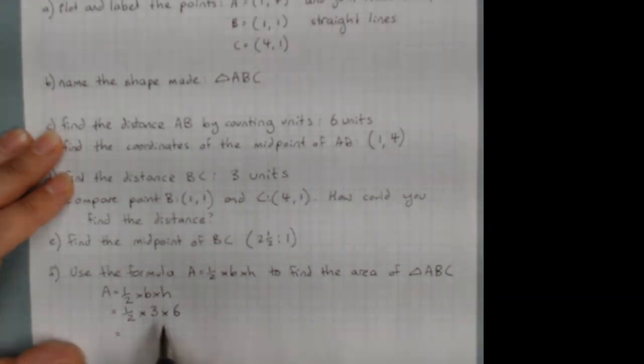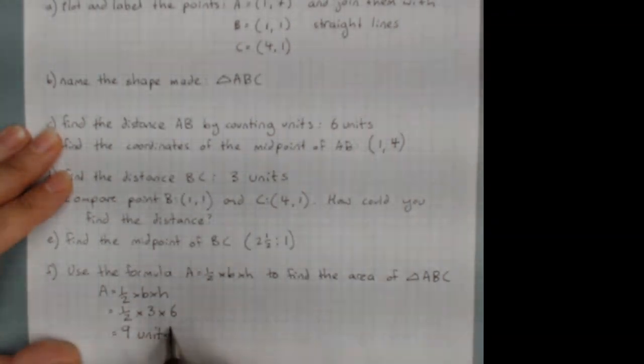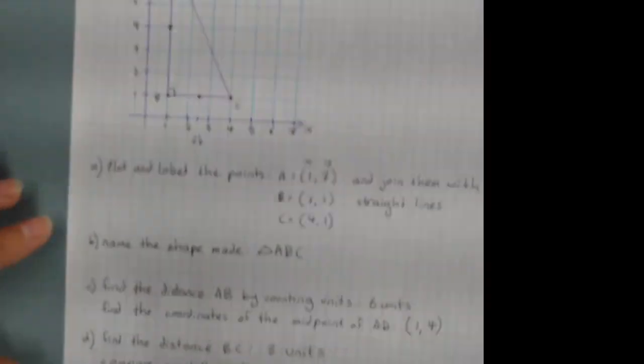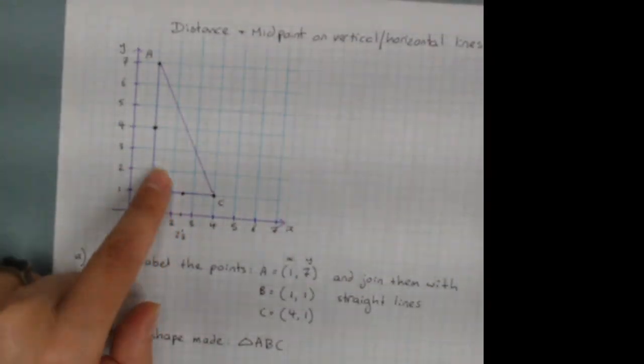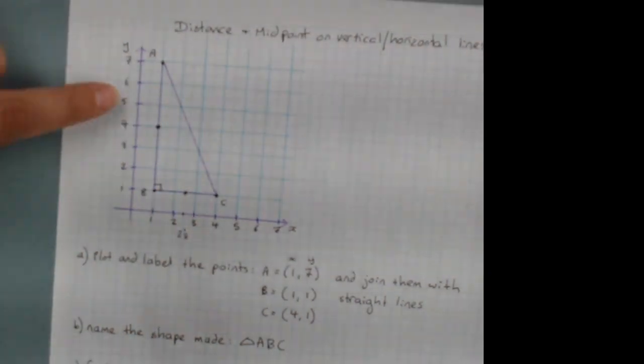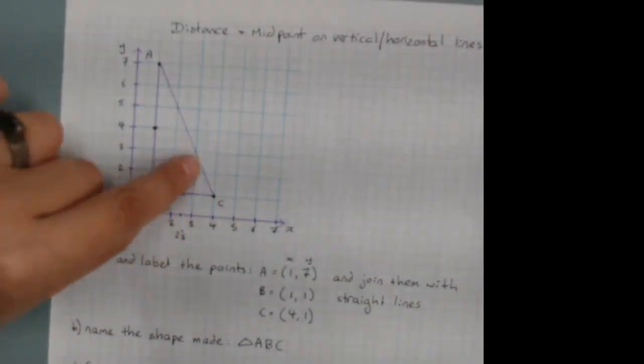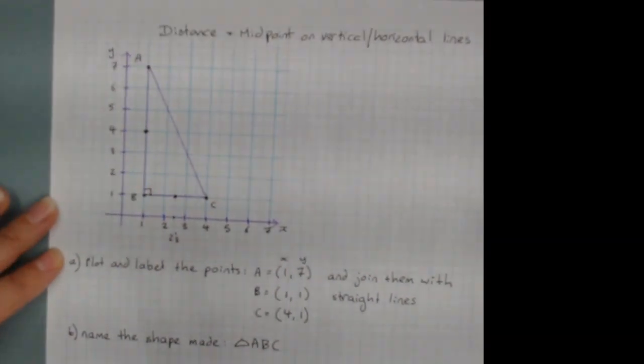And half times 3 times 6, you could type it into your calculator, or you could get half of whichever one was easiest. Half of 6 is 3. 3 times 3, 9 units squared. If you have a quick look at that triangle, that's saying it's got 9 square units. 1, 2, 3, 4, 5, 6 that are whole units. Probably 7, 8, 9, all adding up those little fragments. It's about right.